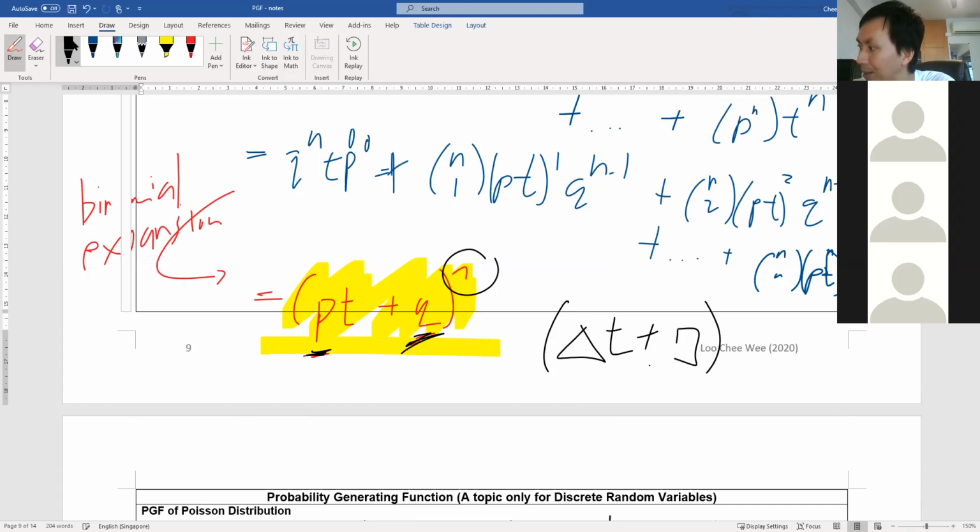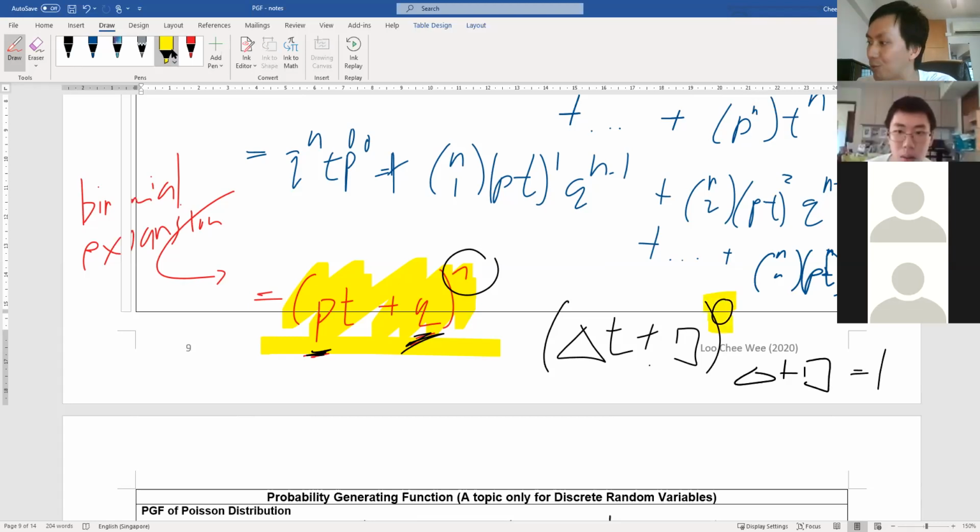To the power of like circle, then triangle plus square must be equal to 1. Then this circle here must be a positive real number, which is an integer, which is a number of trials. If a variable has got PGF of such a form, then it is a binomial distribution with the following parameters. If it doesn't, then it's not a binomial distribution. Whatever distribution it is, but just not binomial, that's all.